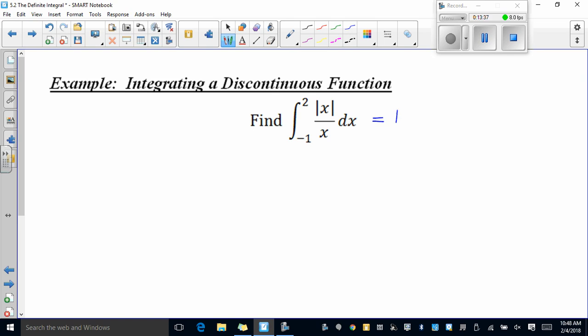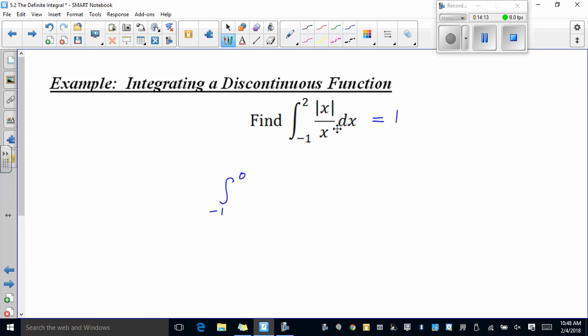But for this one, here's the more proper way. If you were doing this without a calculator, normally what we would do is the integral from -1 to 0, because that's where it's discontinuous. You can't put a 0 in the denominator here. So the integral of absolute value of x over x dx, oops, don't forget dx, plus the integral from 0 to 2 of absolute value of x over x dx. And that's going to give you an answer of 1 as well.